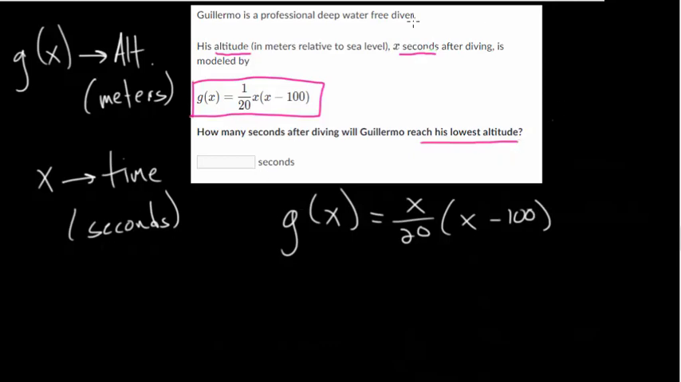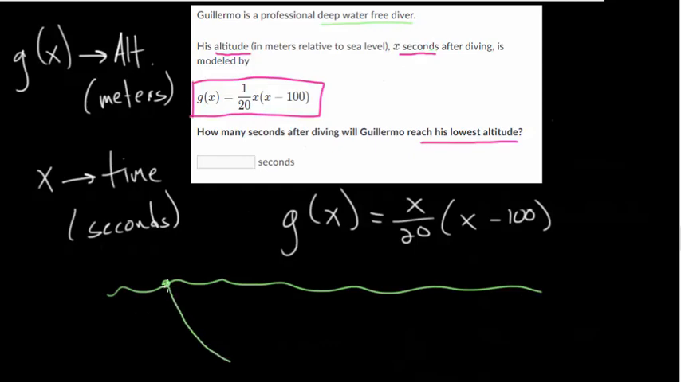And so let's draw a quick sketch of what's going on. He's a deep water free diver. So let's say that's the water level. He's going to start at the water, go down in this parabolic arc, and then slowly work his way back up. So his lowest altitude will be here. And again, this is our vertex of the parabola. So we need to figure out what the vertex of this parabola is.